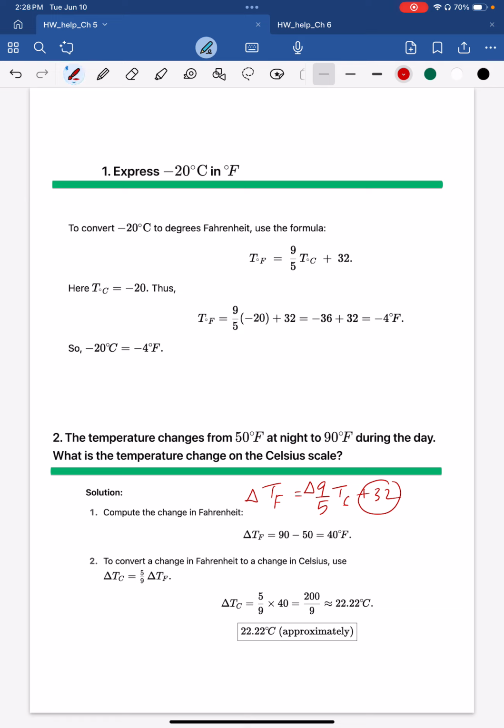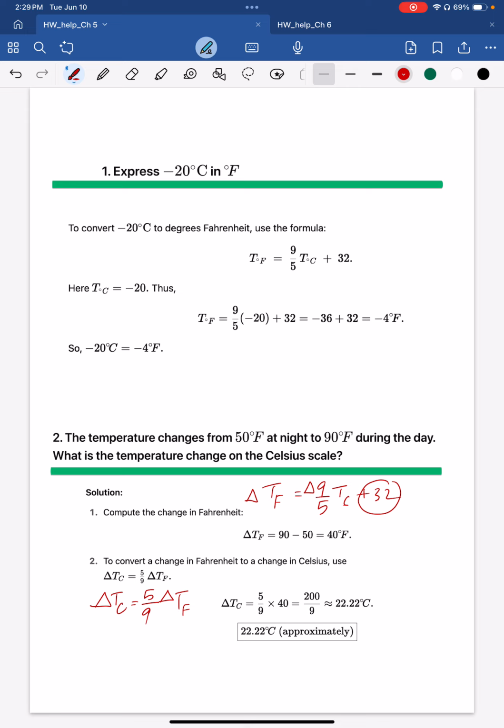Another thing is that instead of changing from Celsius to Fahrenheit, this time you're changing from Fahrenheit to Celsius. That's why the formula flips. As you can see here, the change in Celsius is instead of 9 over 5, you have 5 over 9 change in Fahrenheit. So the 32 is gone, and you have the formula flipped because you're changing Fahrenheit into Celsius, and that's all you got to do. Remember that that's applicable only for change.